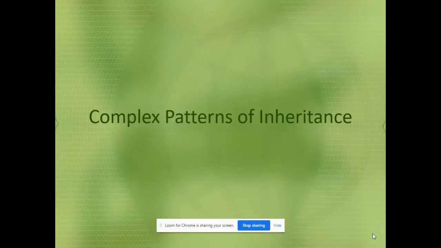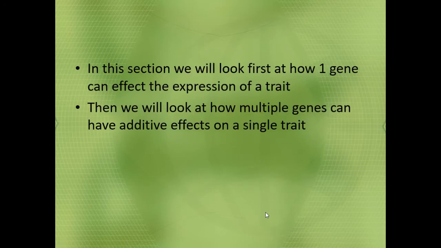We've done simple inheritance. We know all about that now. So now we're going to talk about a little bit more complexity with things. In this section, we're going to look at how one gene can affect the expression of a trait. Then we will look at how multiple genes can have additive effects on a single trait.